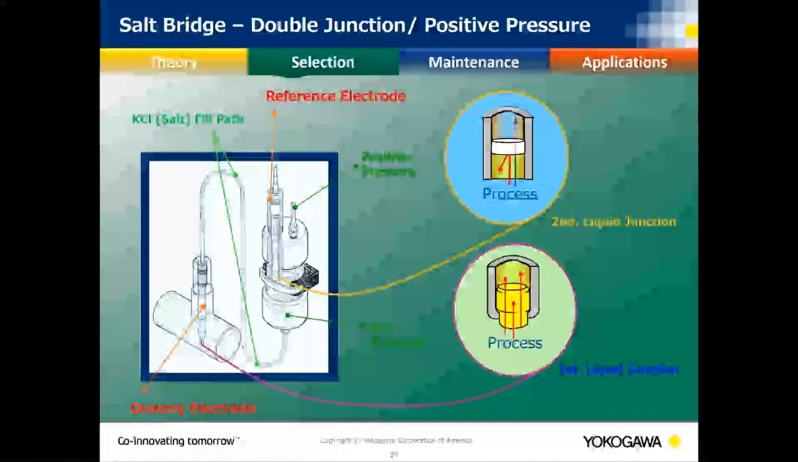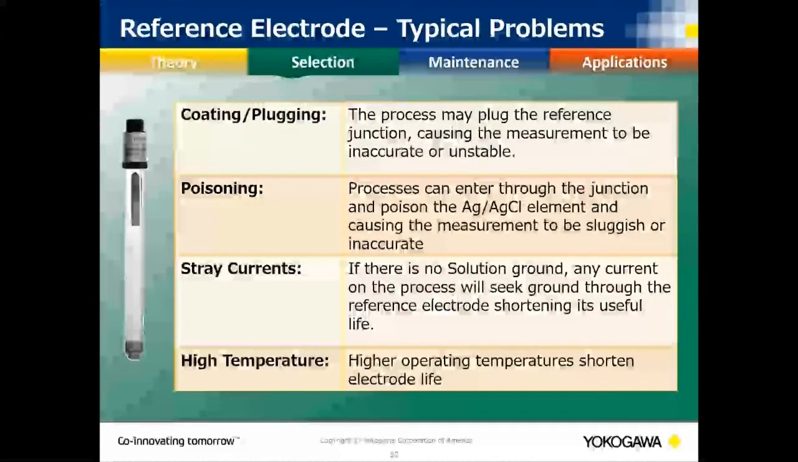In other applications that are more aggressive, the salt bridge, remember, is another option that can be utilized to elongate the life of your reference. Remember, any problems that you have with your pH reference, you're going to have with your ORP reference. So coating and plugging, we need to make sure we keep it clean. Poisoning of the reference element by the process can happen, so that's where getting the double, the triple, or even the salt bridge, where you've got the long KCl chamber that has to be poisoned before your reference pin can get poisoned, helps. And then stray currents. Just because it's an ORP, a metal measuring something, your reference electrode is still the same.